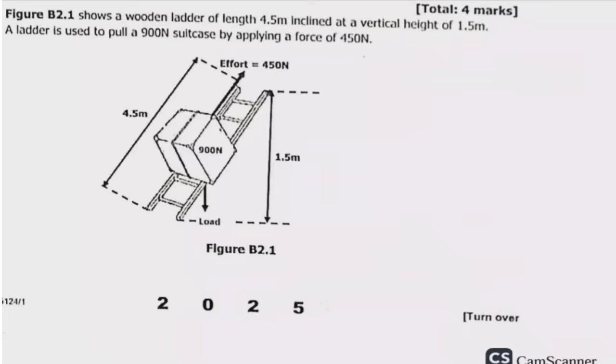Question 2B, which is as follows. Figure B2.1 shows a wooden ladder of length 4 meters inclined at a vertical height of 1.5 meters. A ladder is used to pull a 900 Newton suitcase by applying a force of 450 Newton. So we can take time and study the diagram. Once we have studied the diagram, we can go to the actual questions.